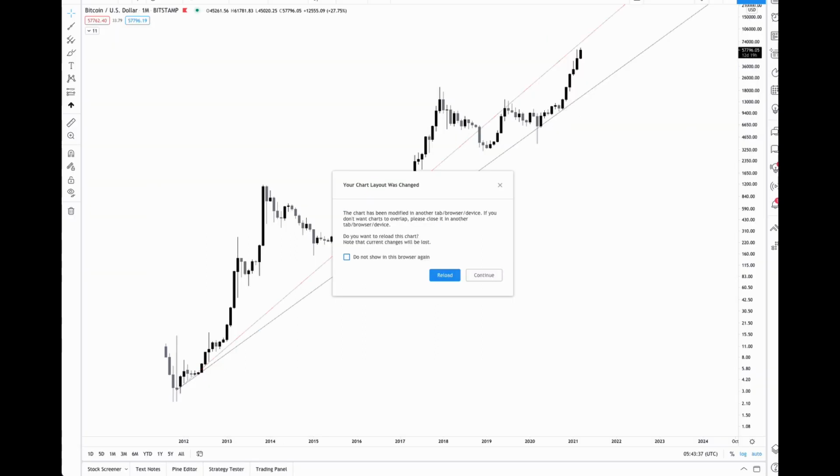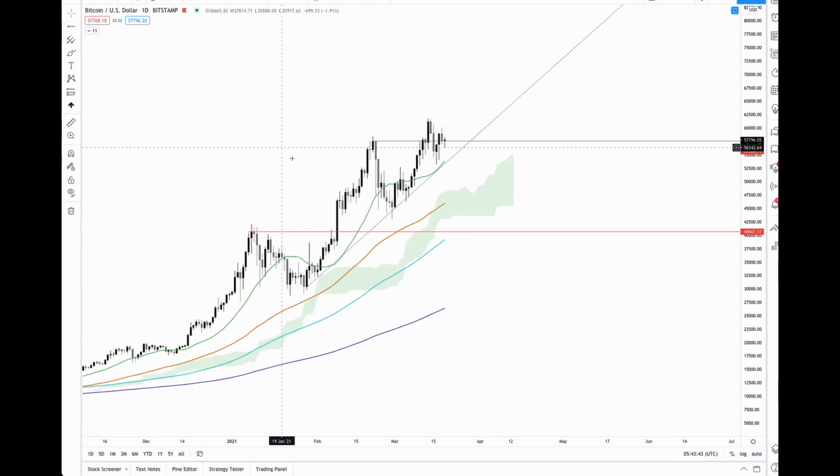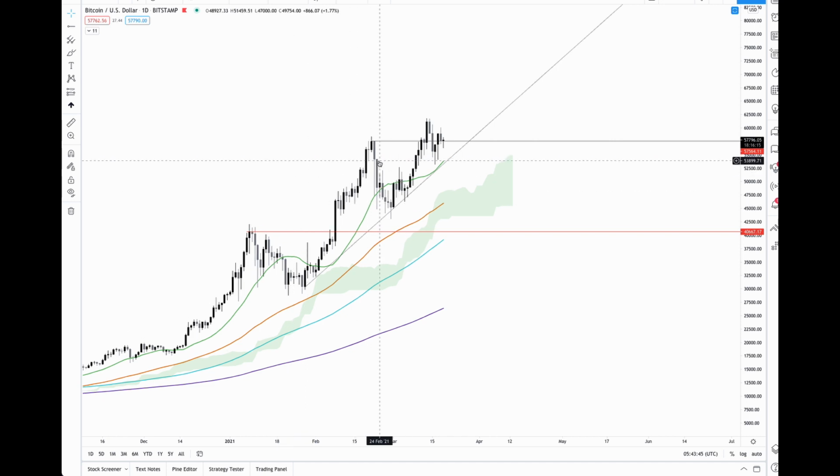So let's move back to the daily chart for Bitcoin. And what we can see here is, first of all, the moving averages, some trend lines, some resistance zones. The green line is the 20 moving average. The orange line represents the 60 moving average.